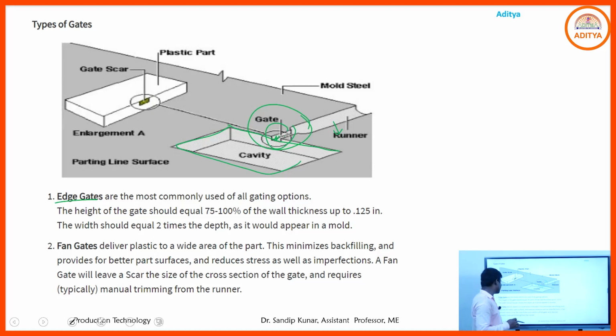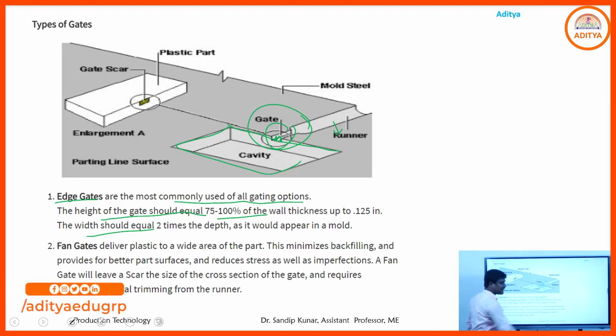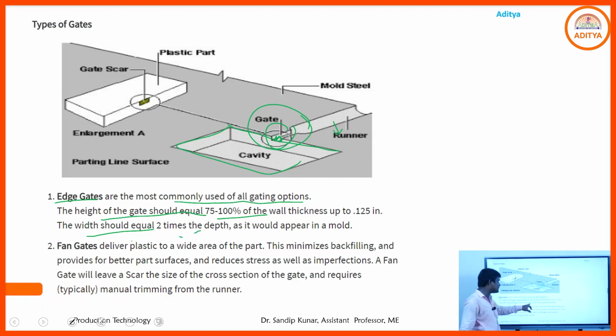Okay, that is the edge gate, which is the most commonly used of all gating options. Also the height of the gate should be equal to 7 to 100% of the wall thickness, up to, we are taking, 0.125 inch. And the width of that particular gate will be equal to 2 times the depth.